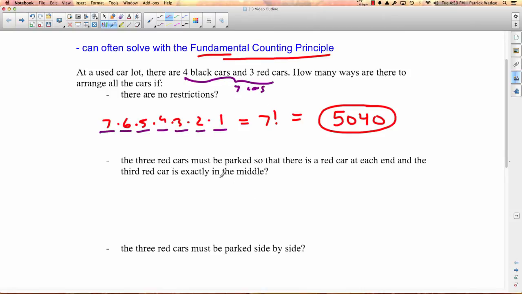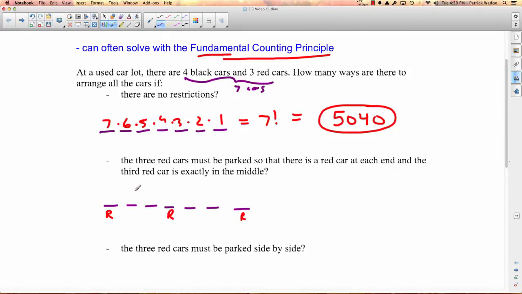The next question is, the 3 red cars must be parked so that there's a red car at each end, and the third red car is exactly in the middle. Do you understand that? Let me draw my 7 spots again. What we're going to have is 1 red car here, 1 red car here, so those are the 2 ends, and a third red car exactly in the middle, which will be right here. Definitely I think the fundamental counting principle is a good way to do this.